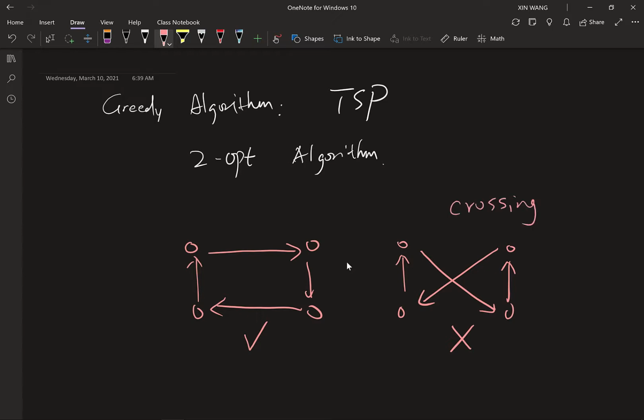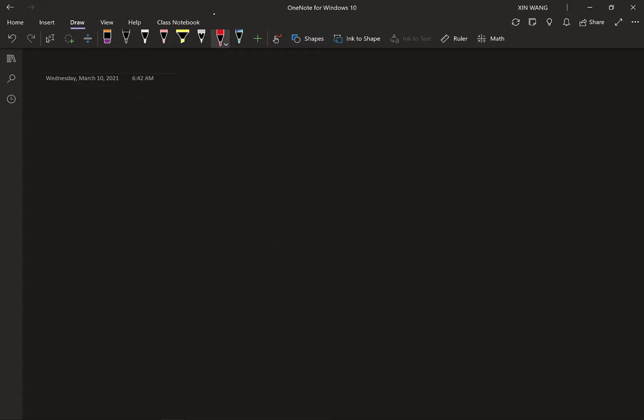It is very simple to prove that a TSP tour with crossing is not optimal, because we can easily reconnect this line and this line. The summation of two edges is greater than one edge for a triangle, so the new TSP tour will have smaller distance. Okay, so how can we guarantee that there is no crossing? Let's discuss how we can guarantee that the solution has no crossing.